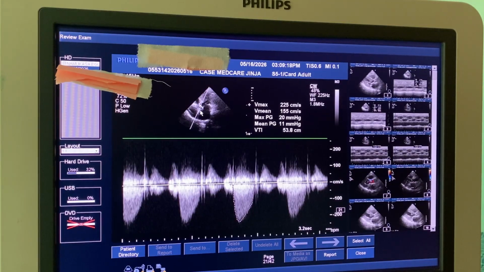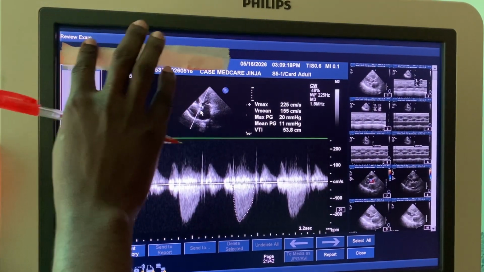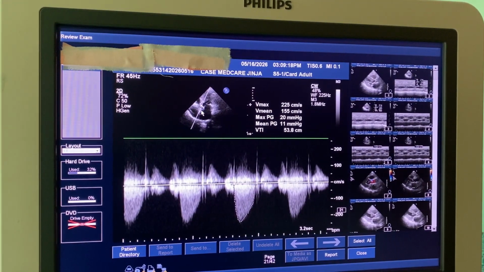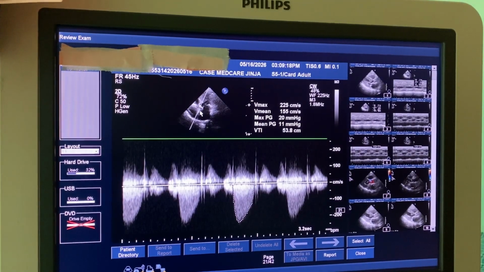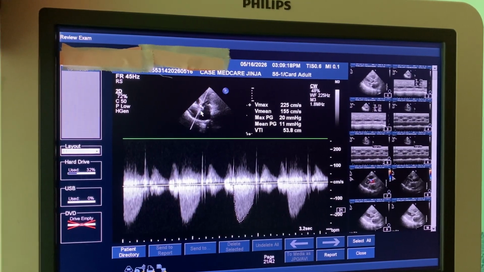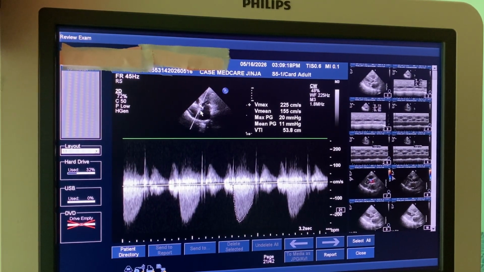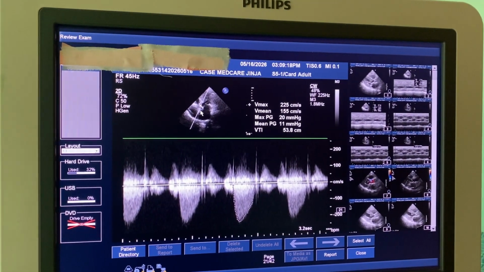Aortic valve, we have the VTI. Aortic valve VTI is 53.8. What are we looking for? Aortic valve area. We don't know it, because that's what we are looking for. So aortic valve area is not known.